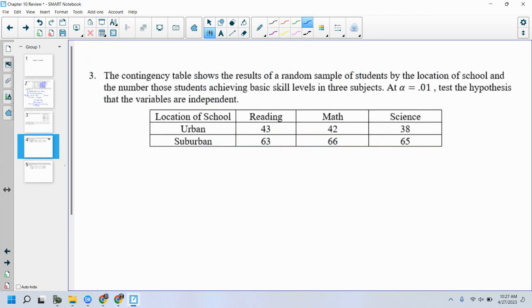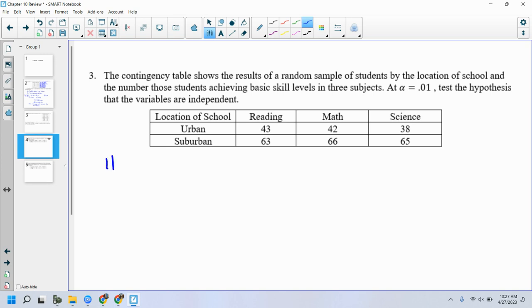The contingency table shows the results of a random sample of students by the location of school and the number of those students achieving basic skill levels in 3 subjects. At the alpha 0.01 level, test the hypothesis that the variables are independent.